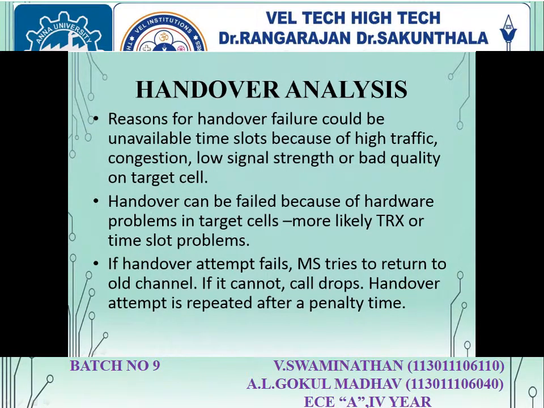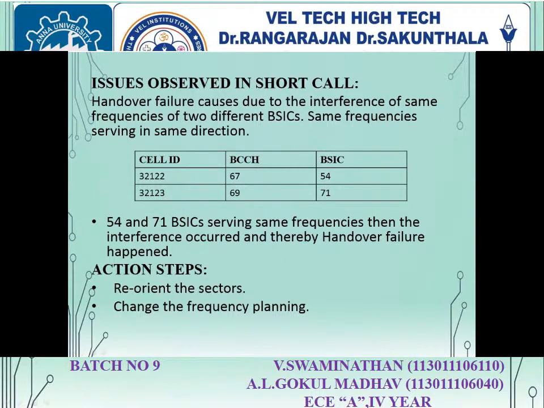Handover analysis. First issue observed. The first issue observed is that 2 cell IDs have the same frequency level, so interference happens. So what do we have to do to avoid the interference? The action steps taken are reorienting of sectors and change of frequency planning.